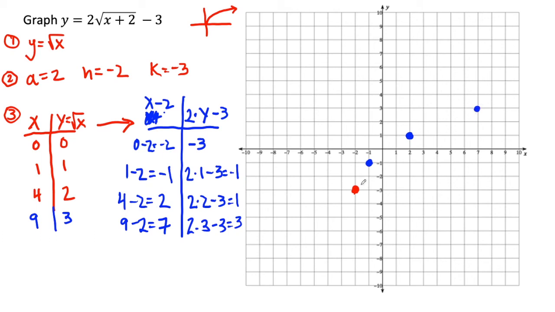And so I have enough points here that I can get an idea of what my graph looks like. I'm going to draw a smooth curve that goes through all 4 of those points. Draw my arrow, signify that it goes on forever in that direction. And so that's the transformation of the square root of x to y equals 2 times the square root of x plus 2 minus 3.